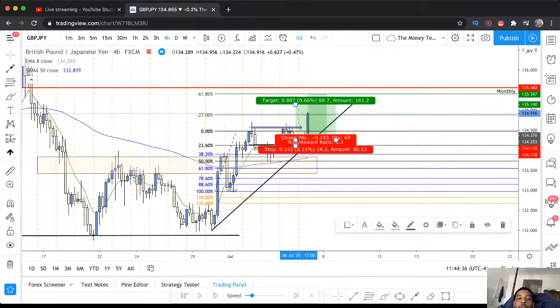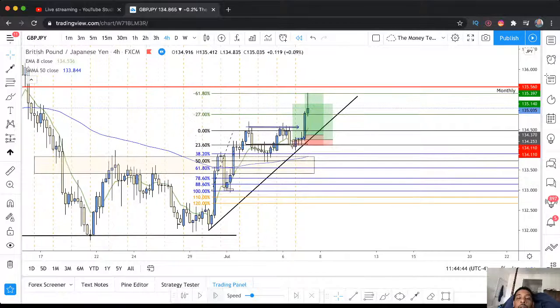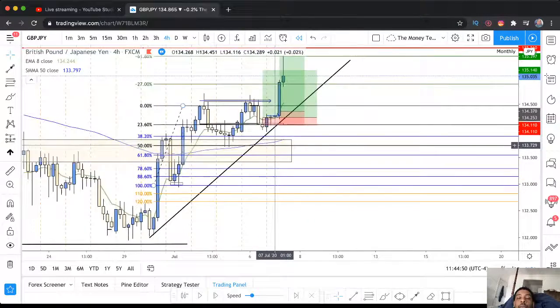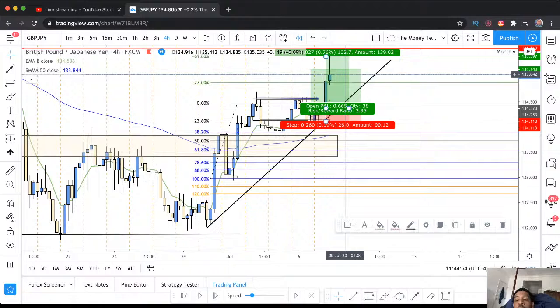second TP, third TP. So let's see if we hit them. Bam. See that? Too easy. And just say that we hit them. Our trades are done.